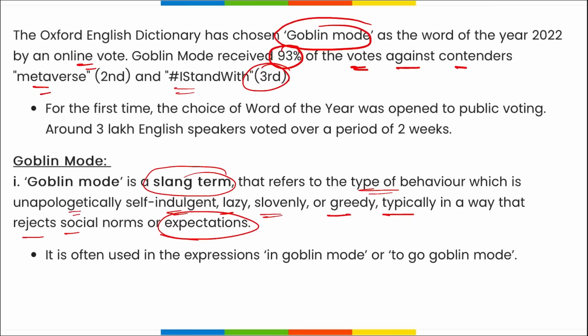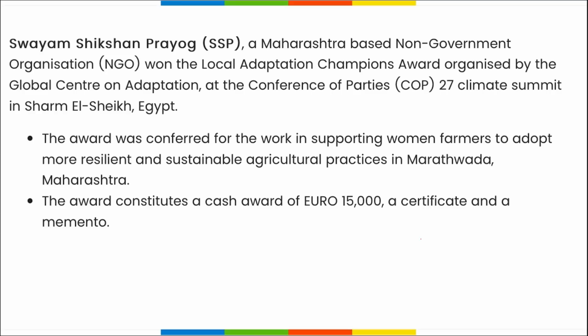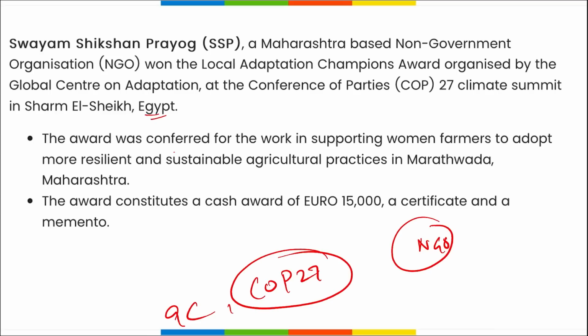So that is your goblin mode, and it was declared as the word of the year for 2022 by the Oxford English Dictionary. Next, Swam Siksha Prayog has won the Local Adaptation Champions Award. But what is this award? Let's start with it. Swam Siksha Prayog is a Maharashtra based NGO, that is non-government organization, that has won the Local Adaptation Champions Award organized by the Global Center on Adaptation. This was held at the COP27 Climate Summit in Egypt, and this award was conferred for the work in supporting women farmers to adopt more resilient and sustainable agriculture practices in Maharashtra. The award constitutes a cash prize of 15,000 euro, a certificate, and a memento.